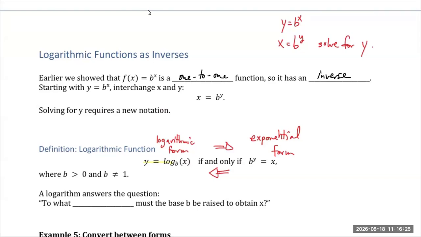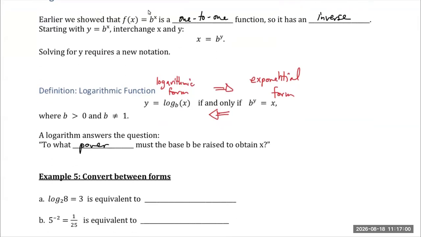Okay. So of course, we have the usual caveats that the base has to be bigger than 0 and the base is not equal to 1. This is true for any exponential function. All right. So the way that you want to think about logarithms is logarithms are really exponents. So we're really asking ourselves, to what power must the base b be raised to obtain x?